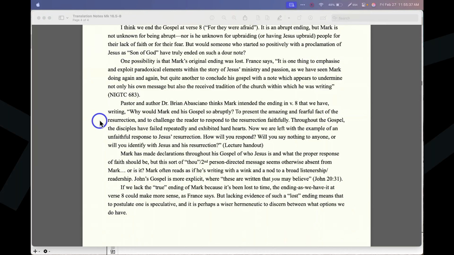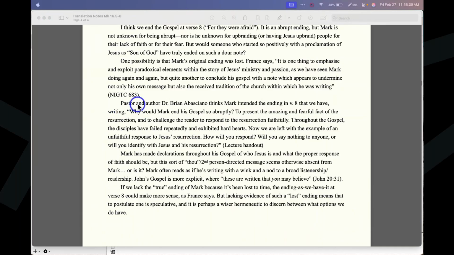Throughout the gospel, the disciples have failed repeatedly and exhibited hard hearts. Now we are left with the example of an unfaithful response to Jesus' resurrection. And not just the women. You have all the betrayal leading up to this, Judas, Peter, all the others, and now the women too. Even the women who were with him to the bitter end, even they. So Mark is asking, according to Abasciano, how will you respond? Will you say nothing to anyone, or will you identify with Jesus and his resurrection?